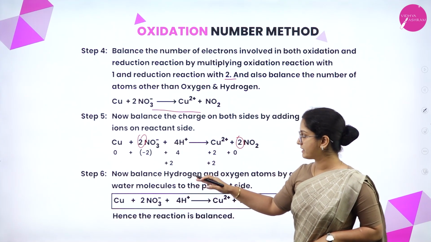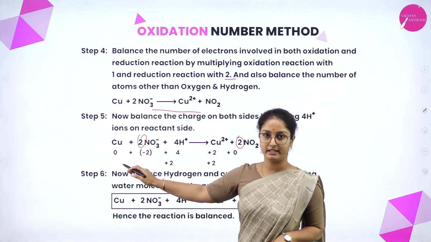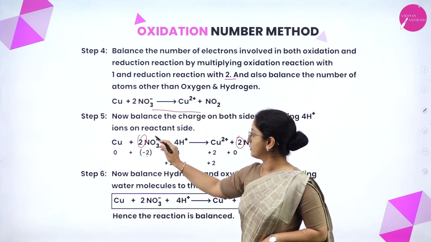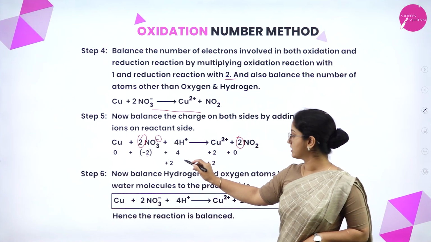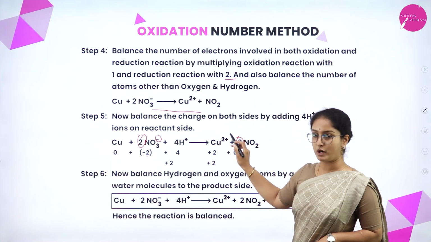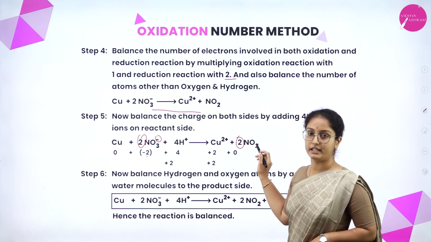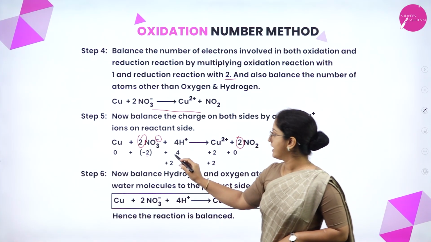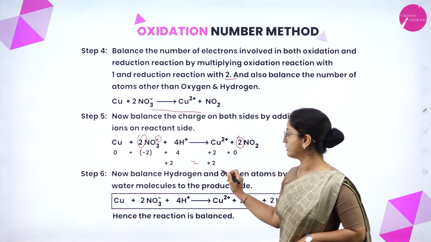And now the next step is you have to balance the charges. So copper in an elemental state is 0, nitrate is minus 2 because only one charge multiplied by 2. Now proton has got 4, so it is 4. On the product side copper has got 2 plus charge, it is plus 2, and nitric oxide is in a combined form, so it is 0. Now on equating both the sides we get plus 2 is equal to plus 2.